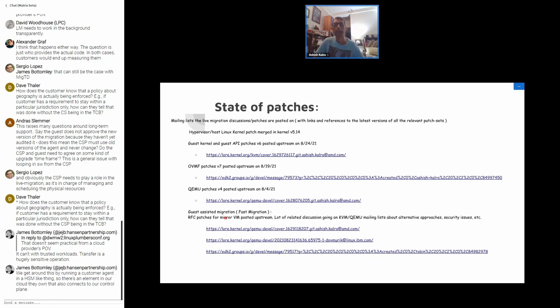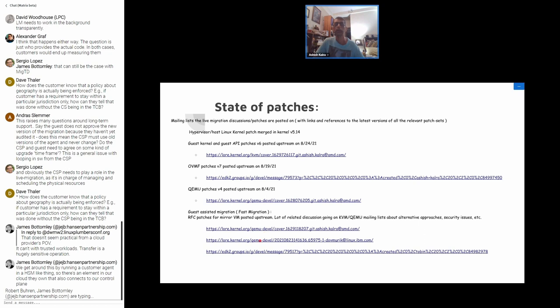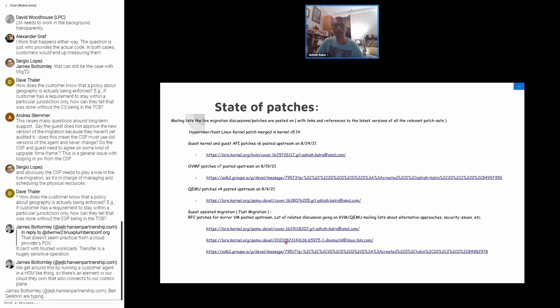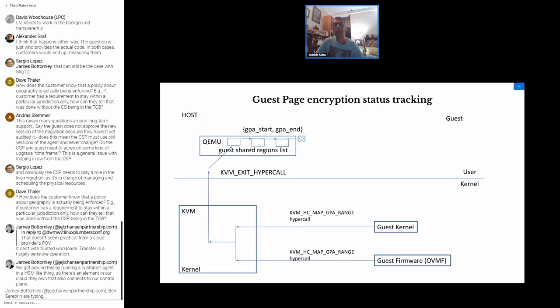And the guest-assisted migration is more like an RFC right now. It has portions where there is a mirror VM part of QEMU, which was posted upstream. And then there are the OVMF and the QEMU specific parts of the fast migration, which are again under discussion right now. So just looking at some basic things which have been discussed and which already exist.